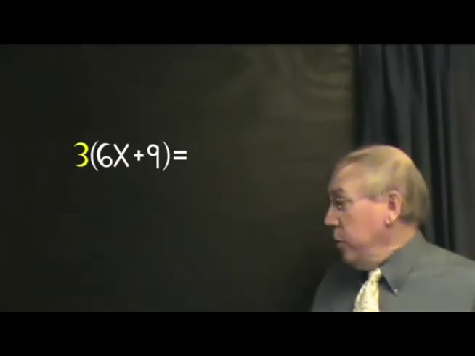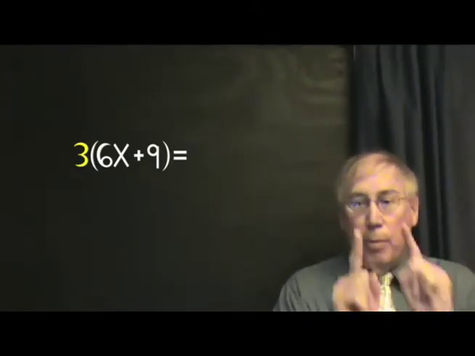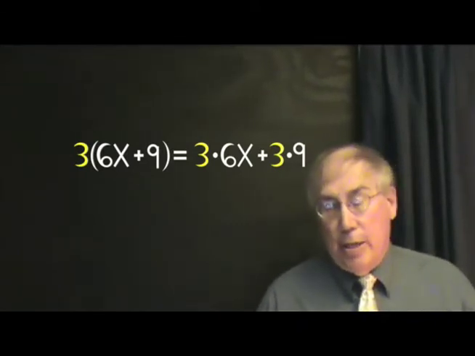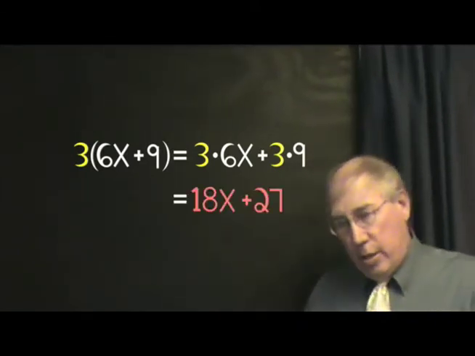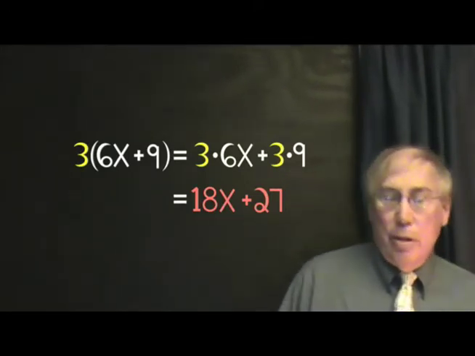So let's use the distributive property on this one here. It says you can take the 3 and multiply it times each term inside the parentheses, and you get, in this case, 18x plus 27. That would equal the left side.